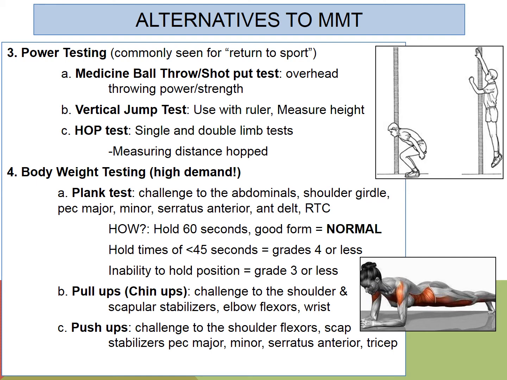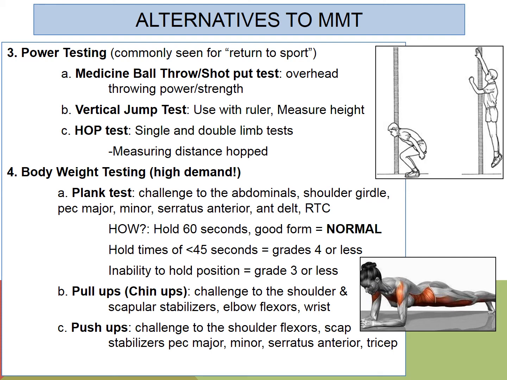Also, we can do body weight testing. Plank test is being able to maintain, and you see the position in the picture again to the lower right corner, of maintaining a plank position. Normal values are that we should be able to hold it for 60 seconds, and the textbook does equate this to being a score of a 5. And if you can hold it less than 45 seconds, it would be a 4. If you can't hold the position, it'd be a grade 3 or less.